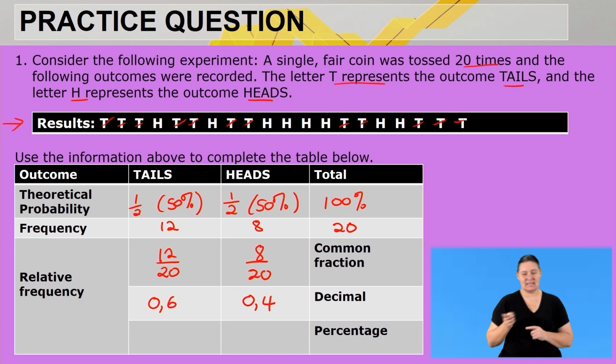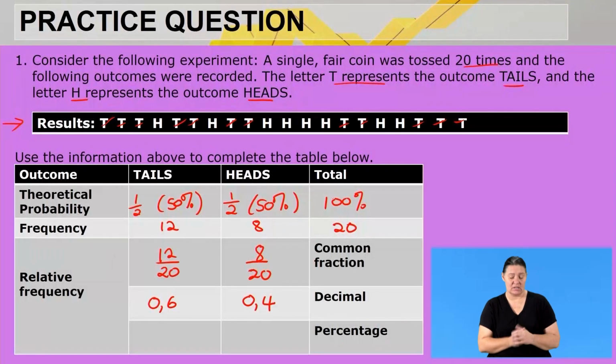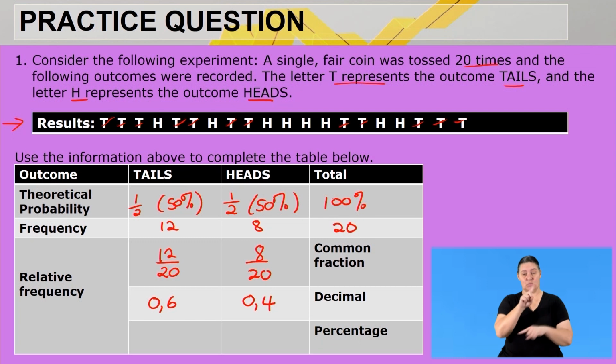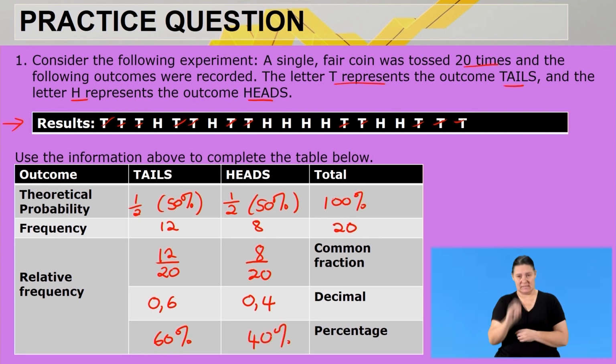Then our last category here is where we have to indicate the relative frequency of both tails and heads as a percentage. And we know when we want a percentage, we multiply by 100. I'm sure, again, some of you know this answer already. So I'm going to type in 0.6 multiplied by 100. That will give us 60%. And then lastly, 0.4 times 100, and that will give us 40%, so that it adds up to 100%. Guys, I hope that is all clear.